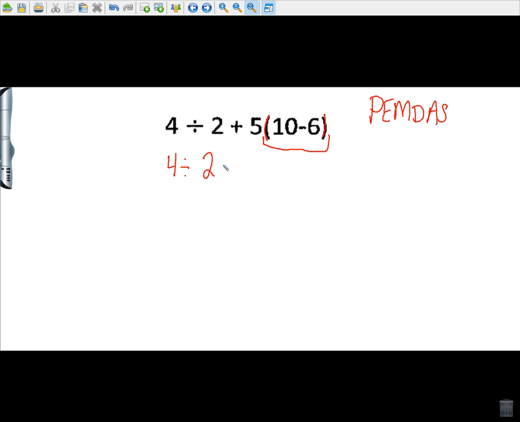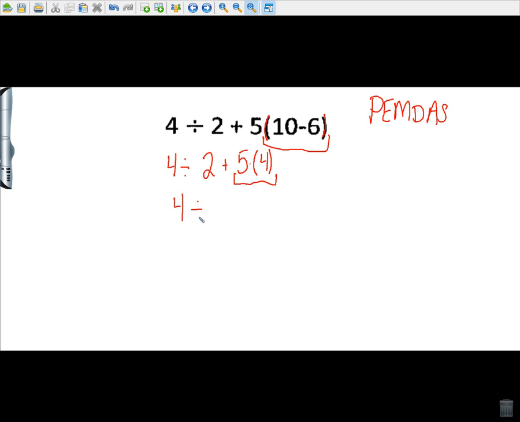So 4 divided by 2 plus 5, and this will be times whatever 10 minus 6 is. So that will be 4. Okay. So this is 10 minus 6. This gives us 4. Now, there are still some parentheses. We can also kind of view this as the same thing as multiplication because we know that this is 4 times 5 and 5 times 4. So let's go ahead and just focus right on this right here.